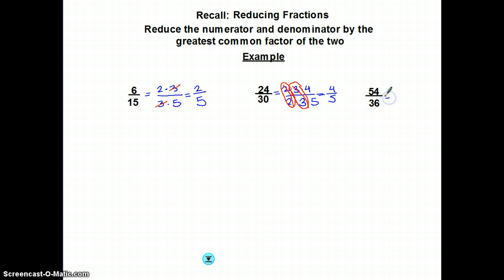For 54 and 36, I can factor 54 into 2 times 3 times 3 times 3, while 36 can be factored into 2 times 2 times 3 times 3. My greatest common factor here is 18 because they have a 2 in common, a 3 in common, and another 3 in common. When I multiply 2 times 3 times 3, we get 18. Crossing out the 2's, the 3's, and the other pair of 3's, what I have left on the top is a 3, and my denominator is a 2.